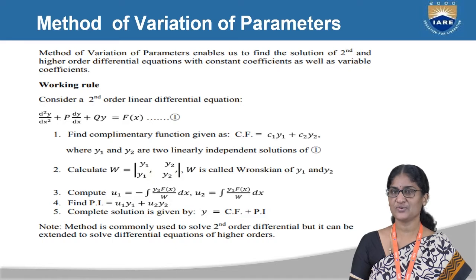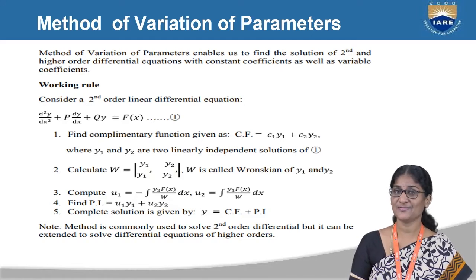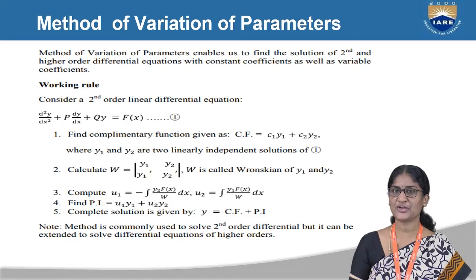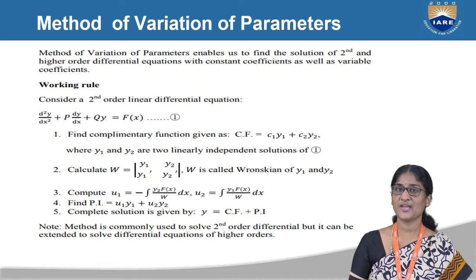First, we have to reduce the given equation to the general form, that is d square y by dx square plus p into dy by dx plus q into y is equal to f of x, where p and q are constants, as in this unit we are referring to higher order differential equations with constant coefficients only. There may be variables also.